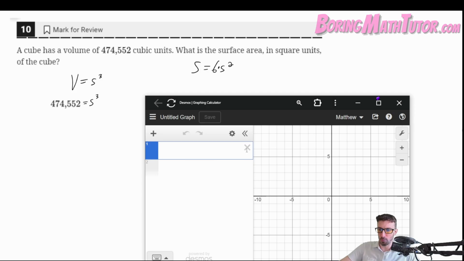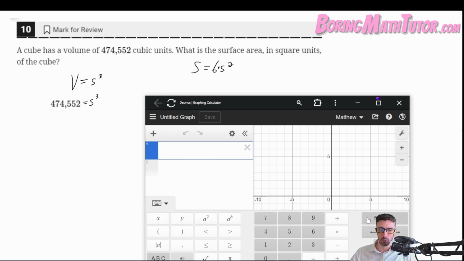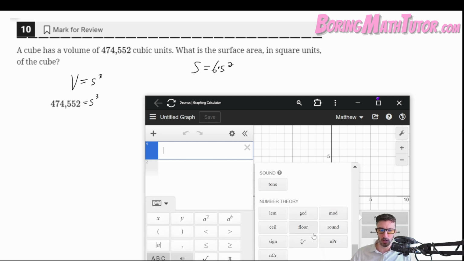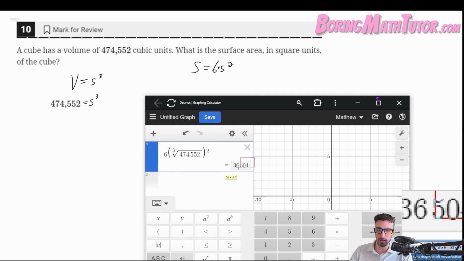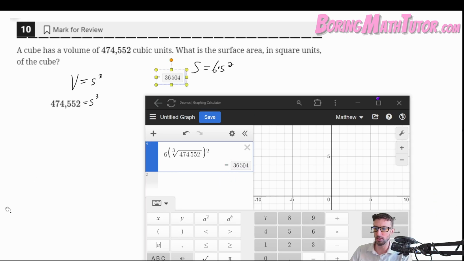So we can finish doing this problem on DESMOS here. The way we're going to do it is we're going to take the cube root of that 474,000 thing. So we go to functions and scroll all the way down, and we want the cube root of that number. But then what are we going to do with that? We're going to take that and we're going to square it and stick a 6 in front of it. And then there you go. That's it. That is the answer to the problem right there.